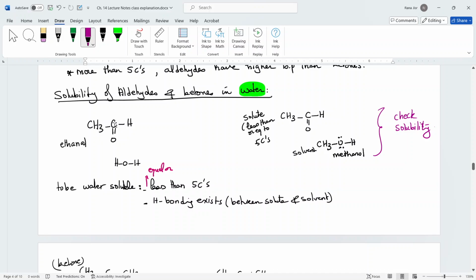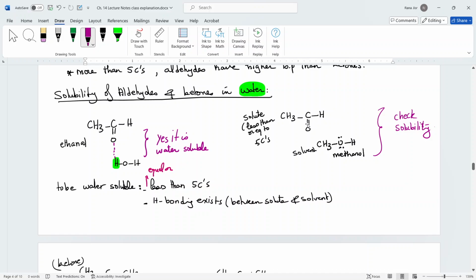Okay, so we're going to have ethanol in there. Do I have any hydrogen bonding with water? Well, yes, because I do have a hydrogen connected to an electronegative element, which is the oxygen, and that hydrogen interacts with an electronegative element, which is the carbonyl. So yes, I do have hydrogen bonding here between the aldehyde and the water. My aldehyde is less than 5 carbons, so yes, it is water soluble.